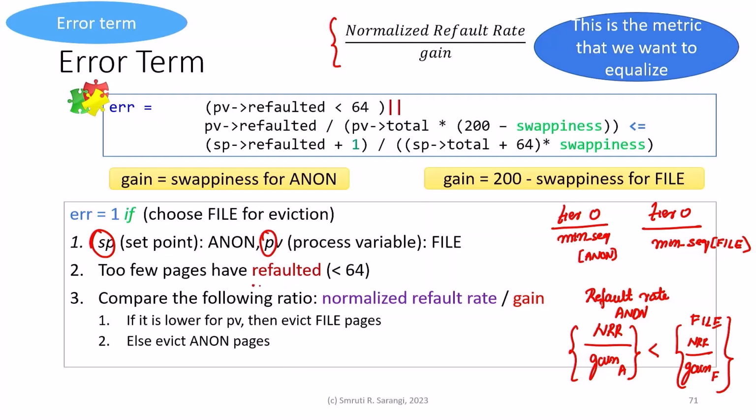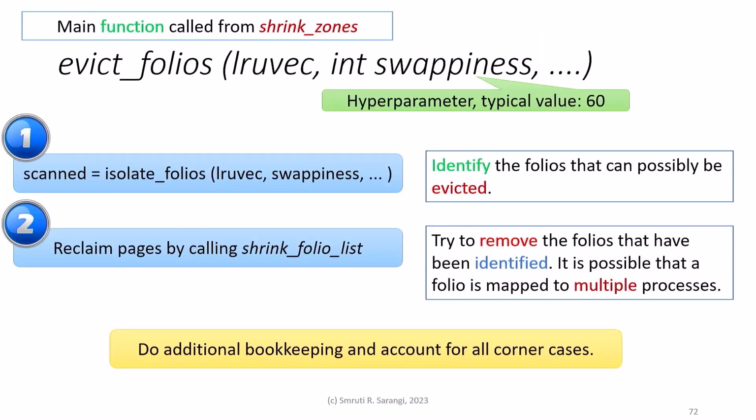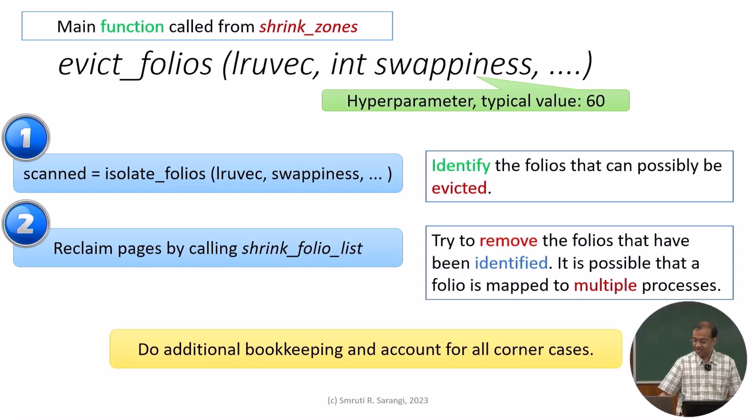But the logic is that if there are too few refaults in the system, let's say less than 64, then I would choose files for eviction. Because files, a copy is already there in a file, right? Why not? Otherwise, I will compare the ratio of NRR by gain. If it is lower for file, then I'll evict file. If it is lower for anon, I will evict anon. As simple as that. So the gain is quantified by this parameter called swappiness. The gain is swappiness for anon and 200 minus swappiness for file, which quantifies your desire.